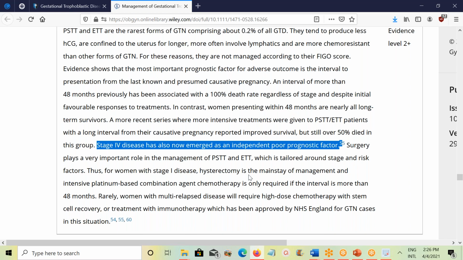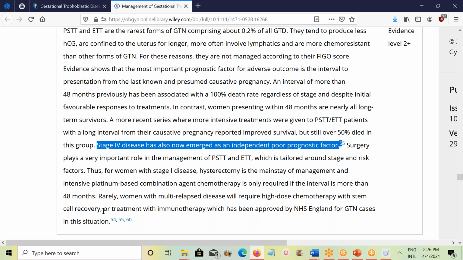You can see here, stage 1 disease, offer hysterectomy. Okay? So if the disease is advanced, then we will have to give intense platinum-based combination agent therapy. That is required if the interval is more than 48 months. So if the interval is more than 48 months, then you have to give the platinum-based chemotherapy.